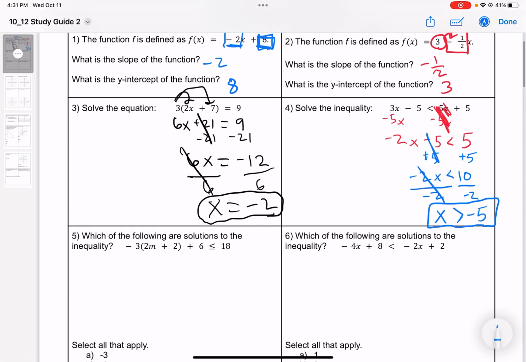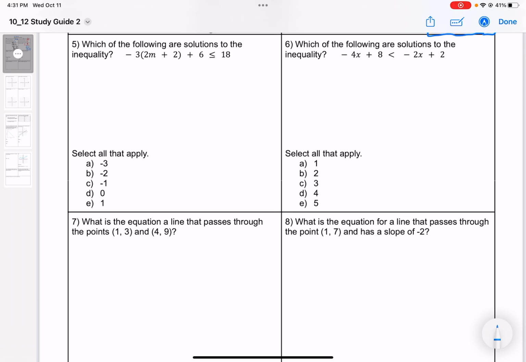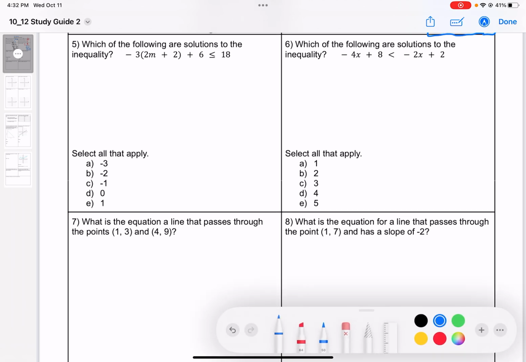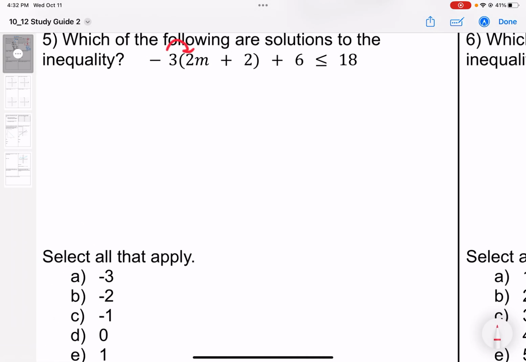All right. So moving on to some of the more rigorous questions now. Actually, these are some really great questions here. So make sure you zone in and pay close attention. Number 5 says, which of the following are solutions to the inequality? So before we can figure out what the solutions are, we have to solve the inequality, right? And so let's solve this. We're going to start with distribution. Let me zoom in a little here.